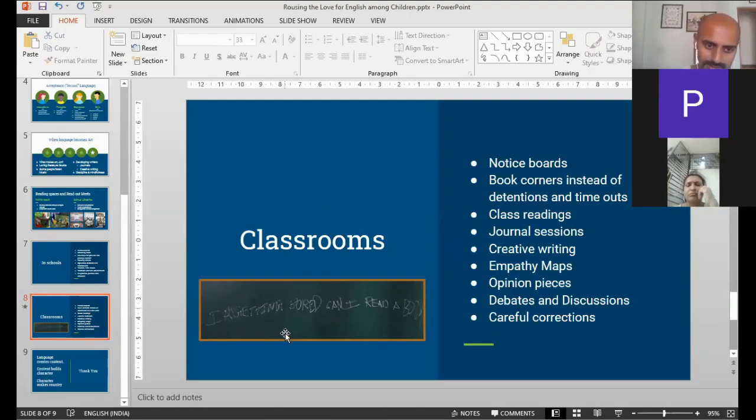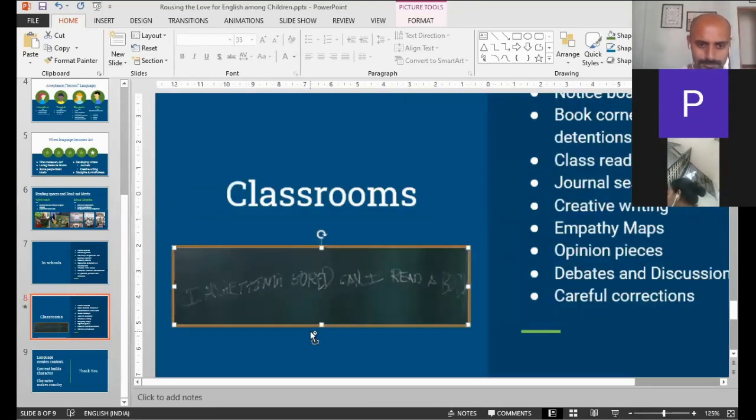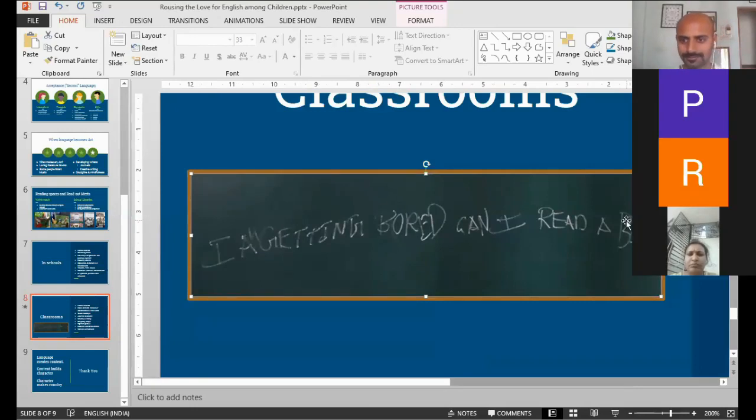If you can see this tiny thing, can anyone read what is written on this small board? This tiny board here. Can someone read this? Should I zoom in? Yeah. Is it clearer now? I am getting bored. Yes. Can I read a book? Yes.